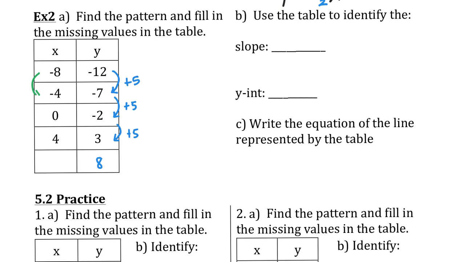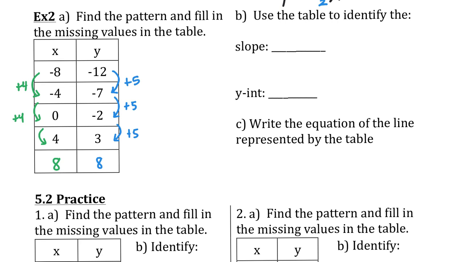Let me check the pattern on the x column. From -8 to -4 on the number line, I'm going to the right, so I'm going in the positive direction. So I'm going to go up 4 units. -4 to 0, I'm going up 4 more units. I'm going to keep going up 4 units, and if I go up 4 more units, I'm going to end up at 8. So the missing value is 8 on the table.